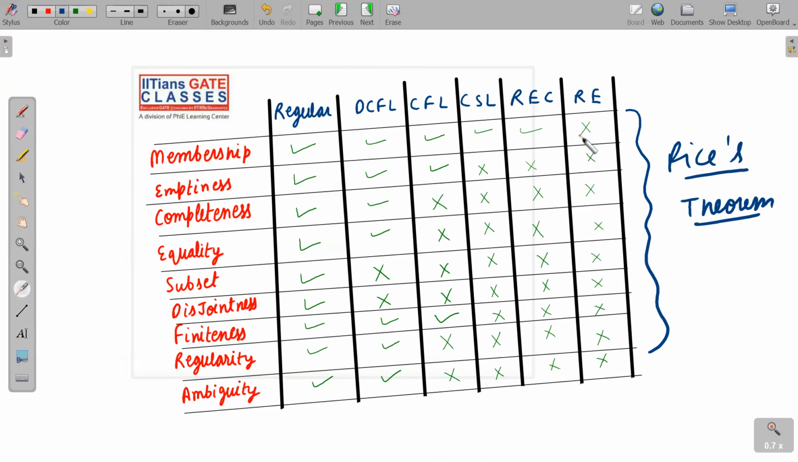Okay. So I just want to say that for regular each and everything is decidable. For RE none is decidable. For REC only membership is decidable. For CSL only membership is decidable. DCFL and CFL: for CFL you already remember by proof. For DCFL you just have to remember subset and disjointness are undecidable. Rest all are decidable. That's it. So it's your own choice how you make things easy for yourself. But the only thing is you have to remember this table. Okay, so I'm jumping to the next slide now.